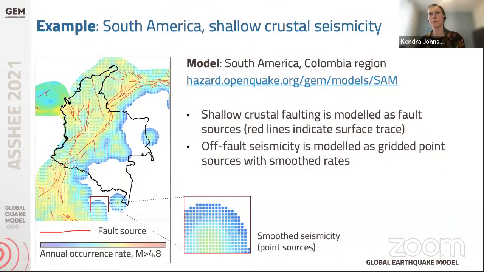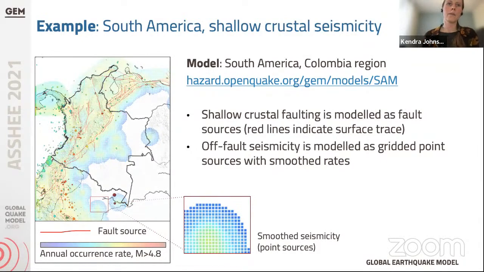On the other hand, we can use distributed seismicity, and this is drawing from an example in South America in the region of Colombia. In this area, we're actually using two source typologies to model the crustal seismicity. The red lines here indicate shallow crustal faults modeled as fault sources, whereas the points indicate gridded point sources that have smoothed rates. And if we overlay the seismicity here, again, you can see that the hot colors, the yellows, oranges, and reds, correspond to higher rates of crustal seismicity, as opposed to these areas that are colored in white or in dark blue.